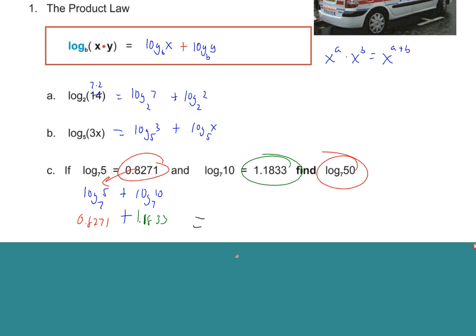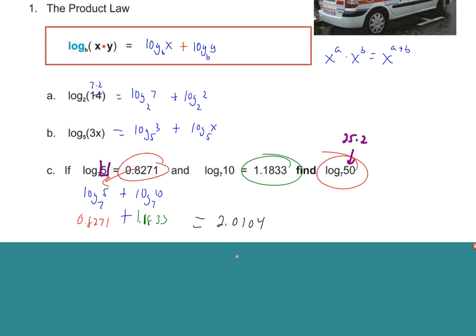What do you got, Destiny? 2.0104. All right, 2.0104. Question-wise? Can we put as the exponents 25 times 2 instead of 5? You could. I mean, there's a lot of different ways you can split it up. However, because of what they gave you, if you went 25 and 2, you would be able to go no further. You wouldn't be able to get a final answer.